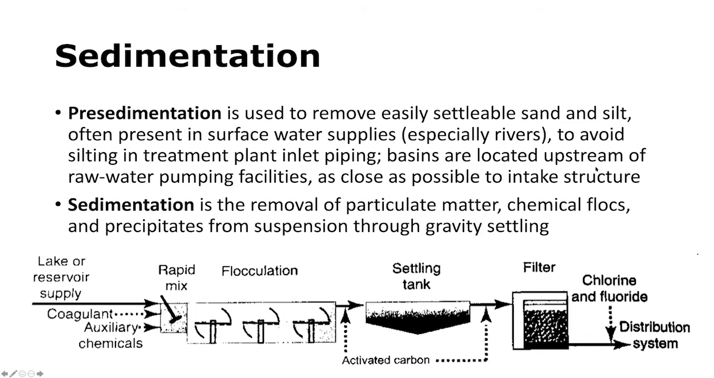Pre-sedimentation basins would be located upstream of the raw water pumping facilities, so we would site them as close as possible to the intake structure. The other place in the treatment plant where we would use this type of reactor is after flocculation, as we discussed, having a settling tank. Sedimentation is used to remove particulate matter, chemical flocs, and precipitates from suspension via gravity settling.